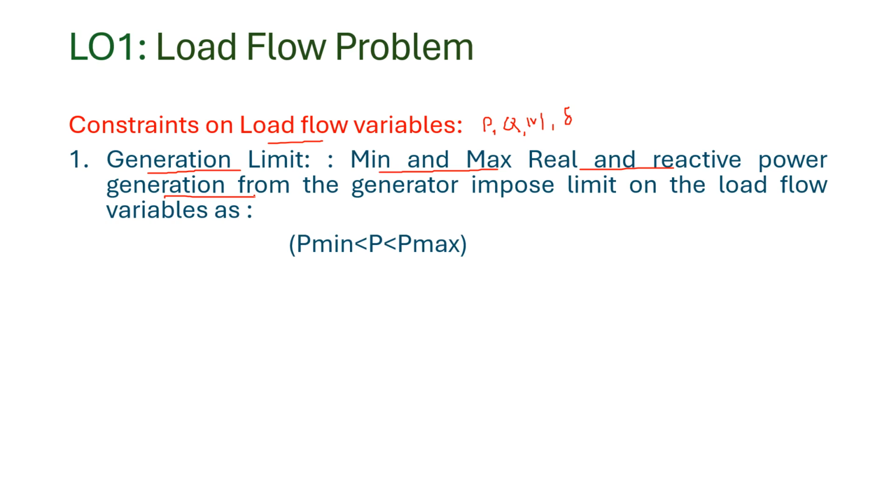As P minimum, the P value should be greater than P min and should be less than P max. So it is to be understood that generators are rated to give some fixed power. We cannot expect power more than that. So that puts a limit on your variables.